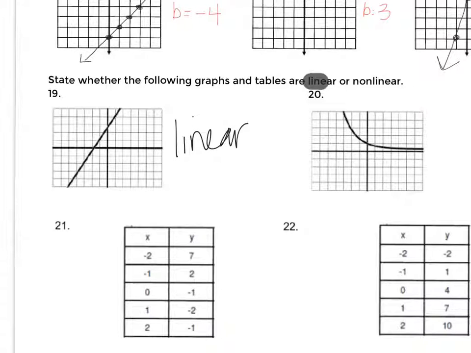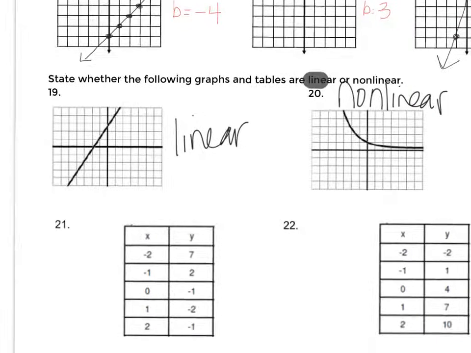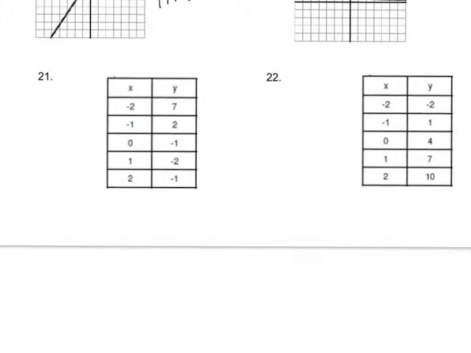Then take a little gander over at number 20. Number 20 does not make a straight line. I could tell you what kind of function that is, but you don't need that until Algebra 1. Number 20 is non-linear. But then we get to number 21 and 22. With a table, if you wanted to, you could graph it on a line, but don't take that time. Make it easy on yourself. We are looking for constant change.